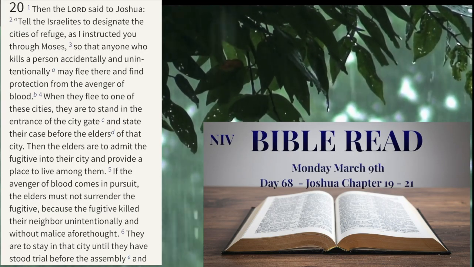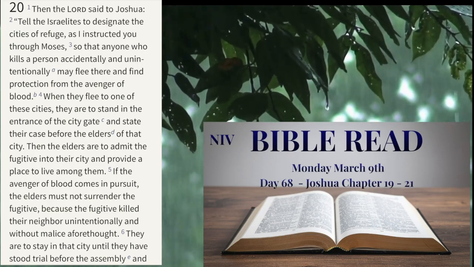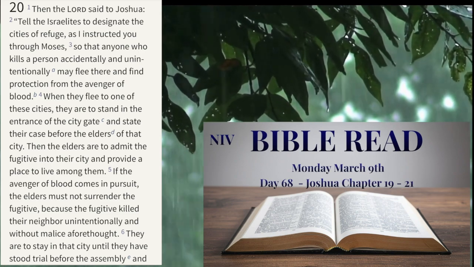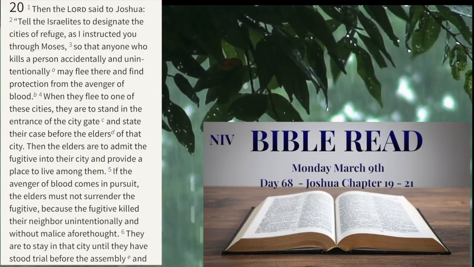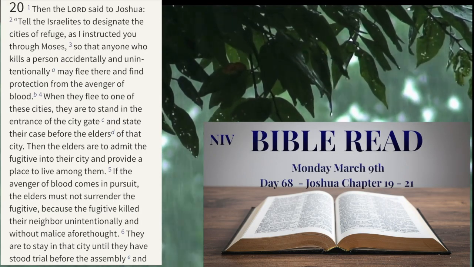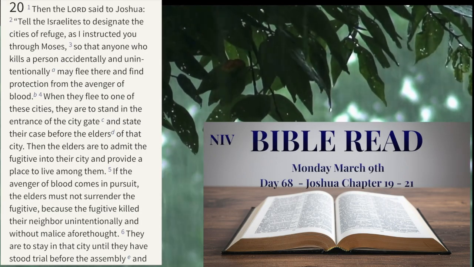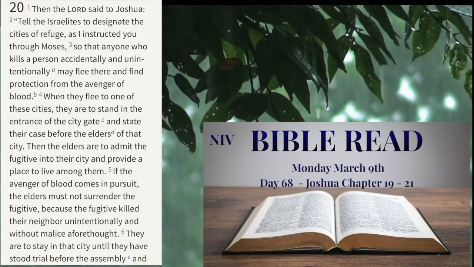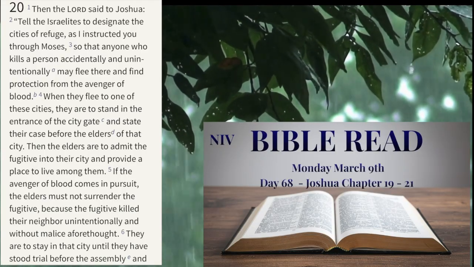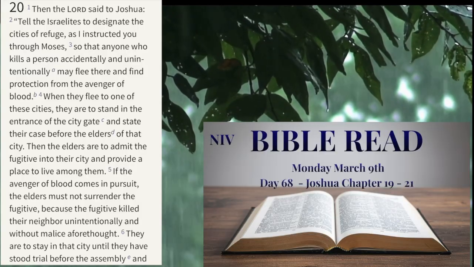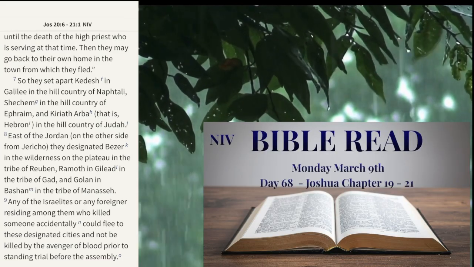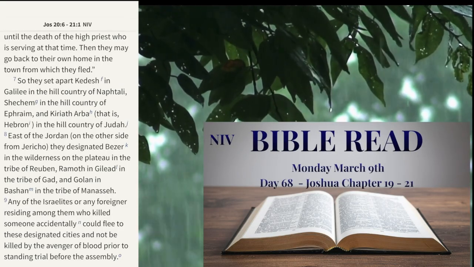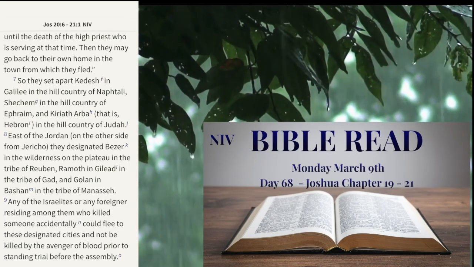Then the elders are to admit the fugitive into their city and provide a place to live among them. If the avenger of blood comes in pursuit, the elders must not surrender the fugitive, because the fugitive killed their neighbor unintentionally and without malice aforethought. They are to stay in that city until they have stood trial before the assembly, and until the death of the high priest who is serving at that time. Then they may go back to their own home in the town from which they fled."